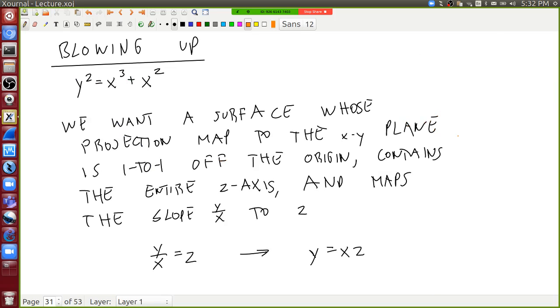Okay, so moving along, blowing up. This is something that is completely different. I mean, there's 20 different ways of doing this. Okay, so now I've still got my y squared equals x cubed plus x squared. Now I want to resolve it differently. I want to think about this thing.